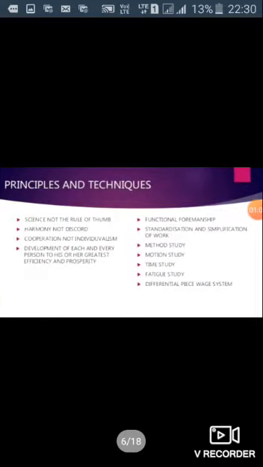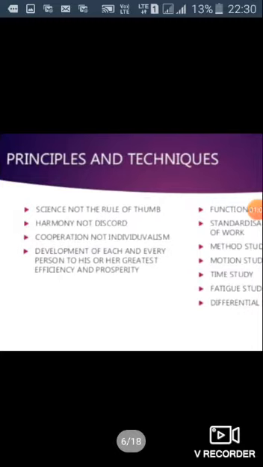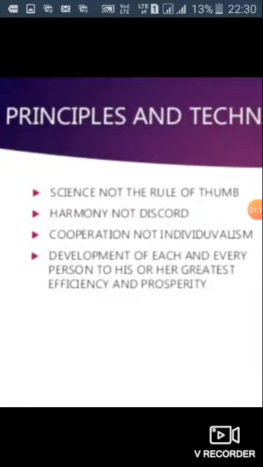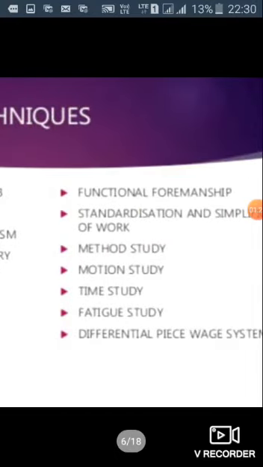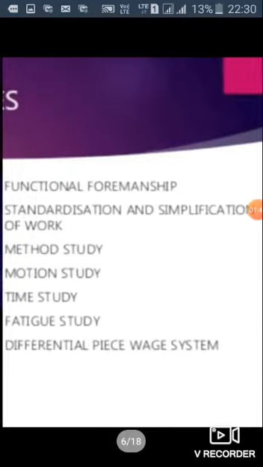Now let us come to the principles and techniques of F.W. Taylor. When we talked about the principles, they were science, not the rule of thumb, harmony, not discord. So, this was the principle. Cooperation, not individualism, development of each and every person. But how to implement them? So, what were the techniques applied? These were functional foremanship, standardization, simplification of work, method study, motion study, time study, fatigue study, and differential piece wage system. So these were the techniques.